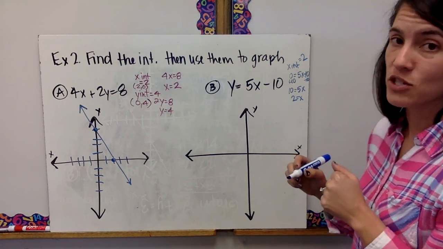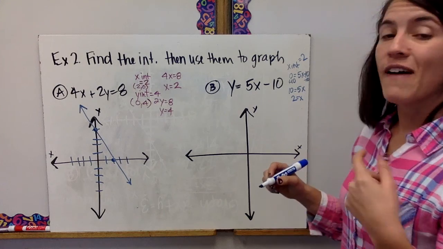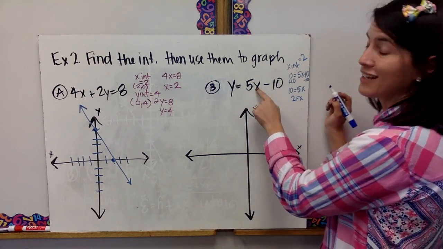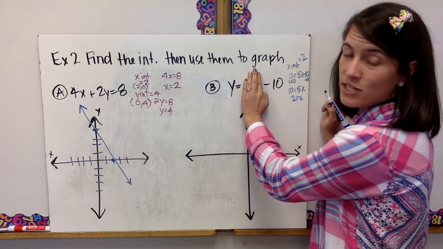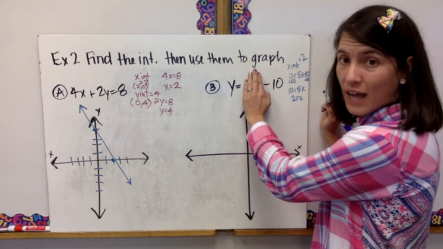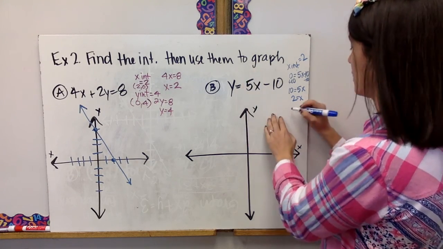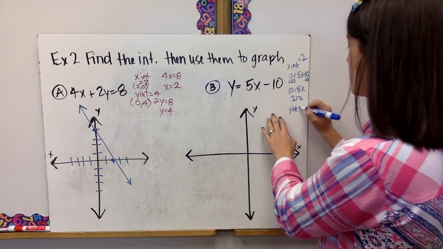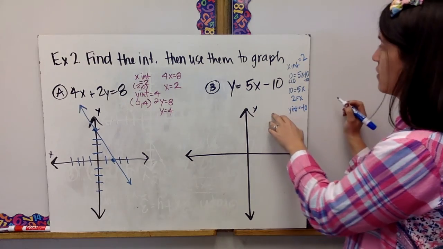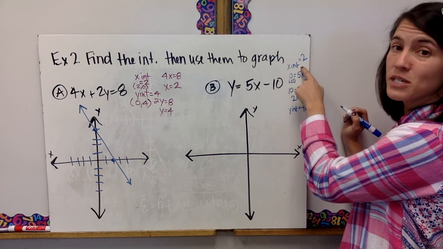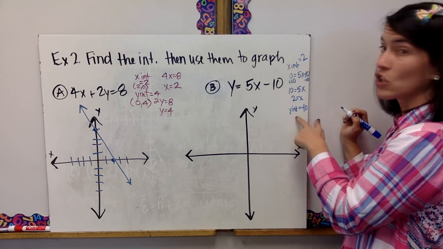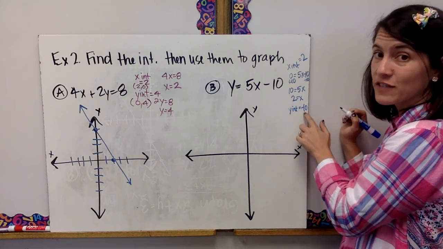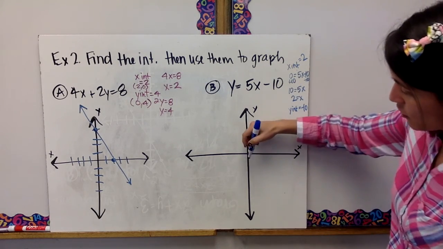My x-intercept is 2. To find my y-intercept, I'm going to let x equal 0. 5 times 0 is 0, so this is going to just be 0. And y equals -10. So my y-intercept is -10. So I have my x-intercept is 2. My y-intercept is -10. Now, I need to graph -10 on the y-axis. So I have to count down.